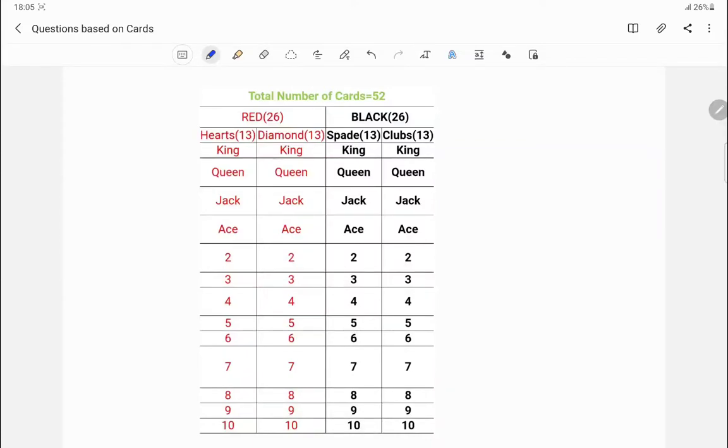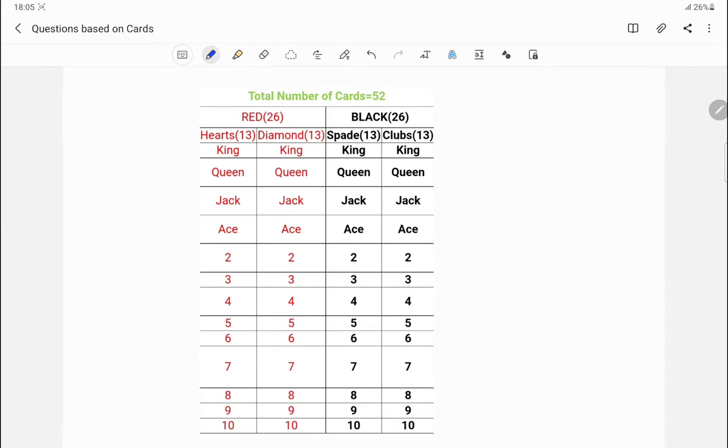Hi, in this video we are going to solve questions based on cards from the topic probability. Before solving the questions based on cards, we will understand the basic concepts of cards.